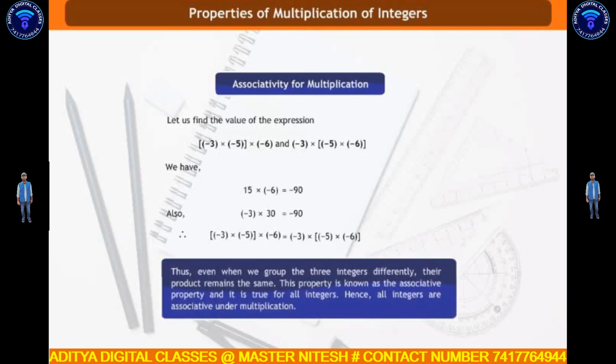Thus, even when we group the three integers differently, their product remains the same. This property is known as the associative property and it is true for all integers. Hence, all integers are associative under multiplication.